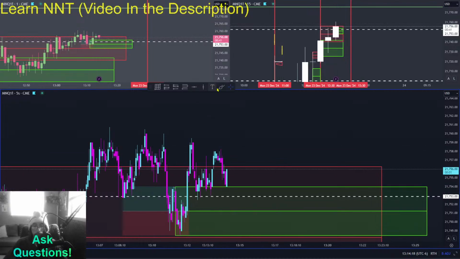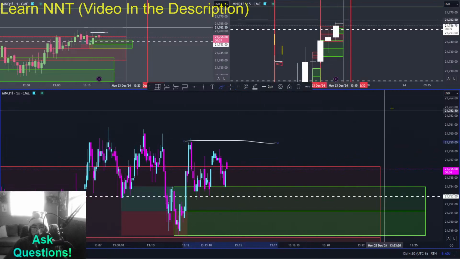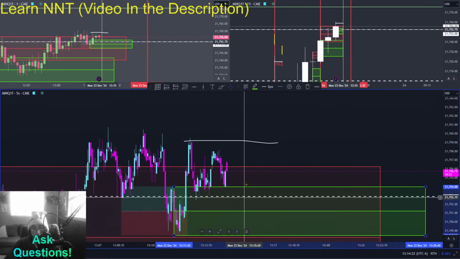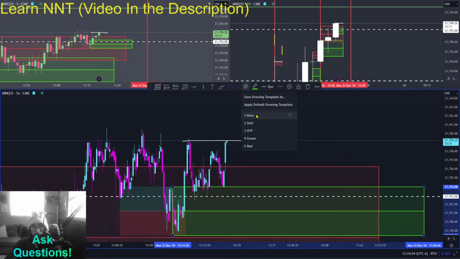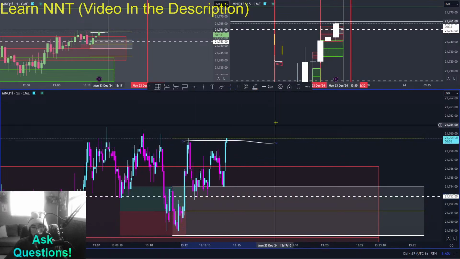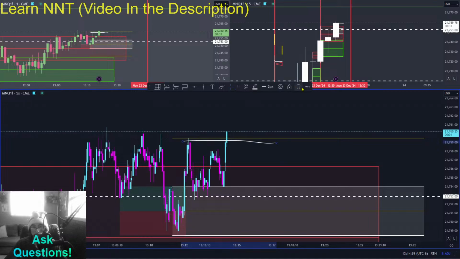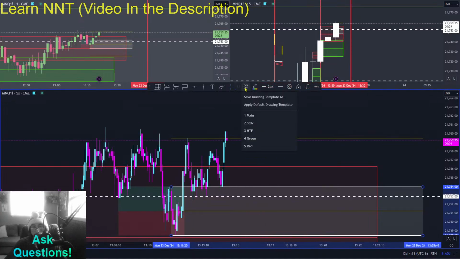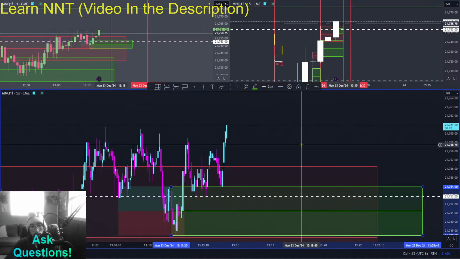Okay, so I need the structure to break right here. And if it doesn't, I can't take this. And it did. I'm gonna take this play. Green.